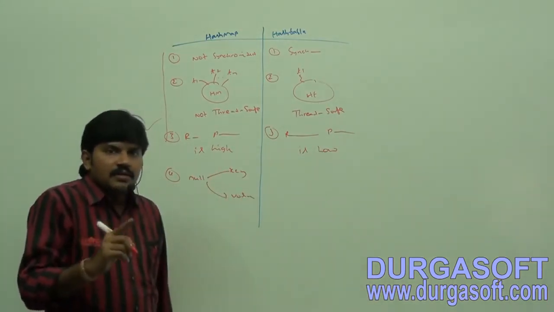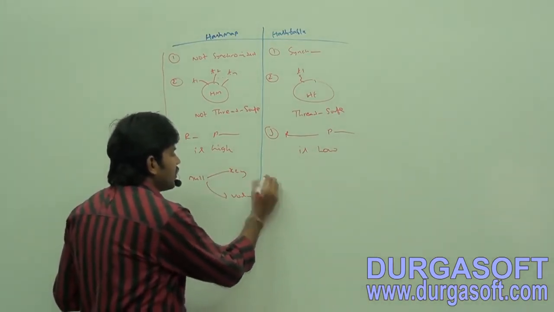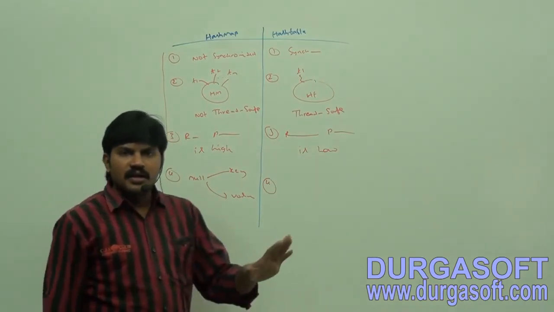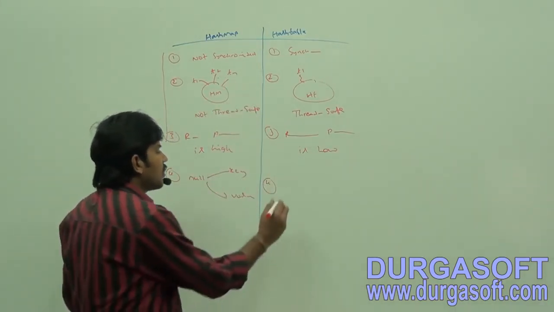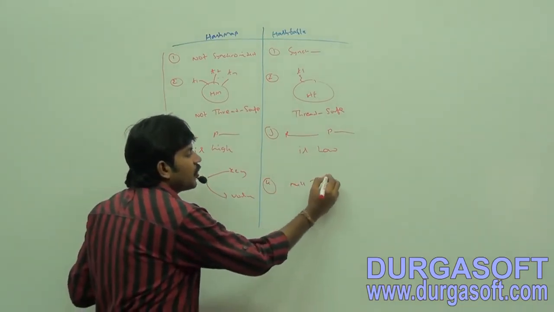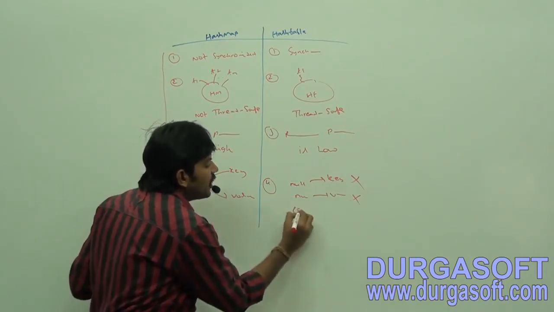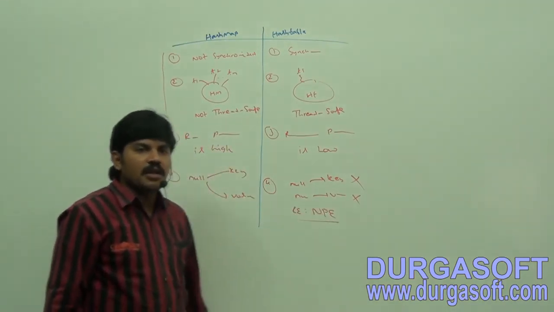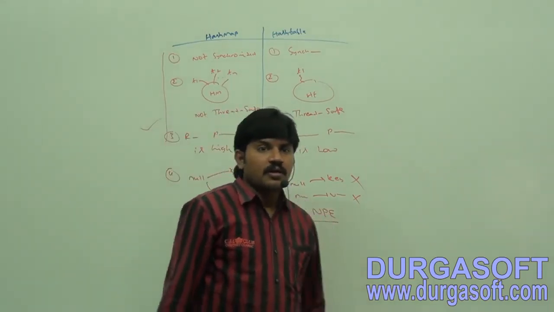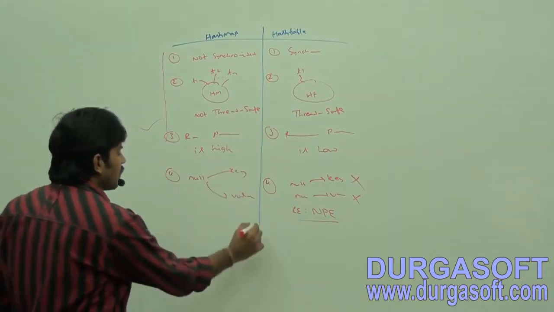But such a story is not applicable in the case of Hashtable. Are you getting? Null key not allowed, null value not allowed. If you are trying to use either a null key or a null value, immediately we will get NullPointerException. Null key or null value is not allowed for Hashtable.